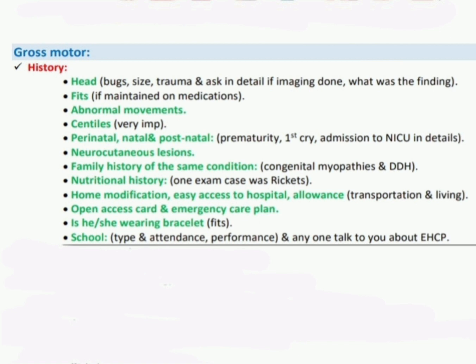And nutritional history, one exam case was rickets. So rickets also comes. We know the rickets features: bowing of the leg, swelling of the wrist, and macrocephaly, that is the increase, frontal bossing.